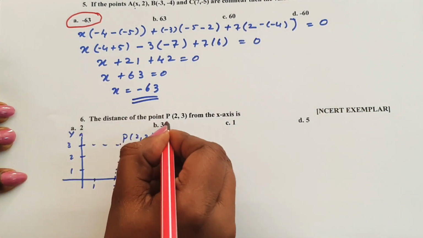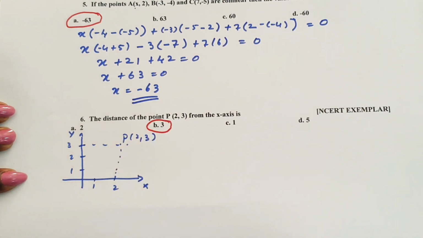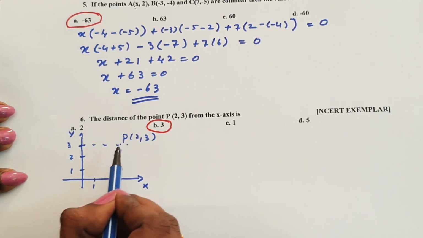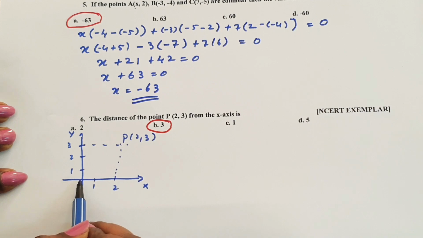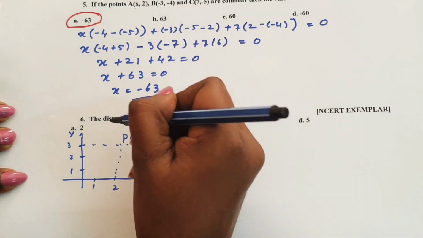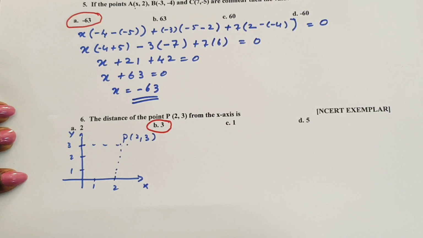3. Now for this question, what if they had asked you what is the distance of the same point from the y-axis? Then how will you be answering? So the distance of the point P from the y-axis. How many steps did we go horizontally? So the answer would be 2 if they ask you from the y-axis. So from the x-axis you will count it vertically. From the y-axis you will count it horizontally. Hope it is clear.